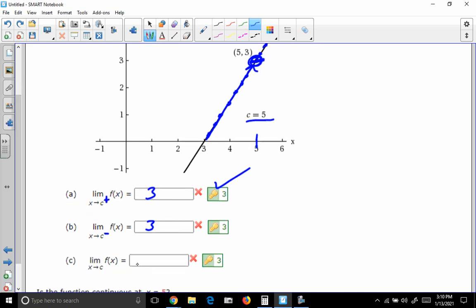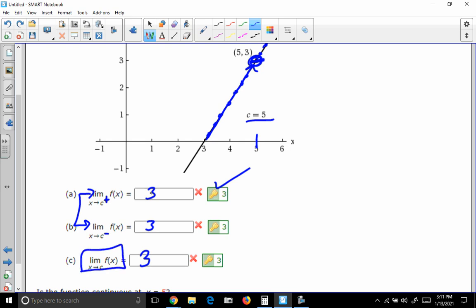And then the next part asks us, what is the limit in general? Well, for the limit to exist, these have to match. The limit from the right side and the limit from the left side have to be the same thing. So since from the right side we're going to 3 and the left side we're going to 3, then our limit is 3. If they are going towards two different numbers, then the actual limit itself would not exist.